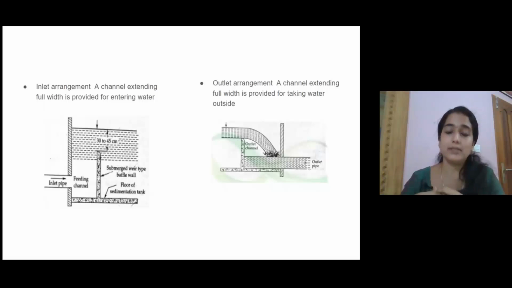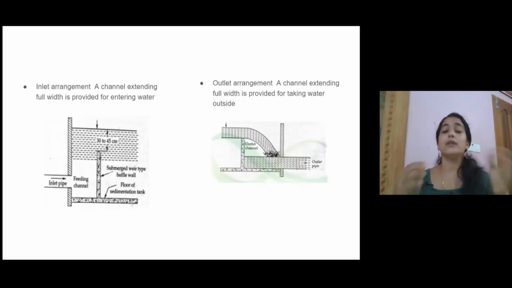Then the outlet arrangement. A channel extending the full width is provided for taking water outside. If a rectangular tank is provided for sedimentation, then the outlet will also extend up to the full width of the tank in order to avoid the entry of sediments into the outlet channel. And we have to control the flow velocity from the sedimentation tank to the outlet channel to avoid the entry of sediments into it.